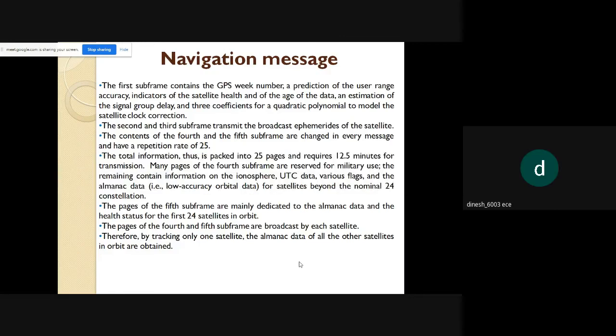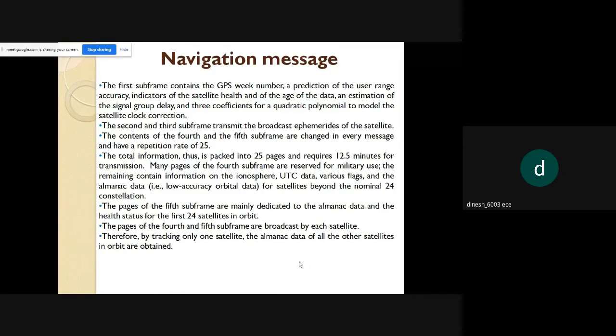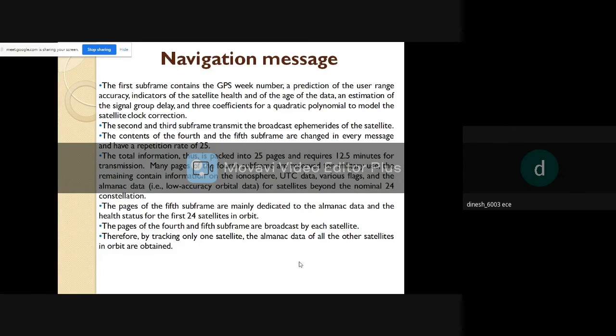The second and third subframes transmit the broadcast ephemeris of the satellite, whereas the fourth and fifth subframes are changed in every message and have a repetition of 25. They will change depending upon the message being transmitted. So the total information will be in a packet of 25 pages, requiring 12.5 minutes for transmission, or 750 seconds, as said earlier.